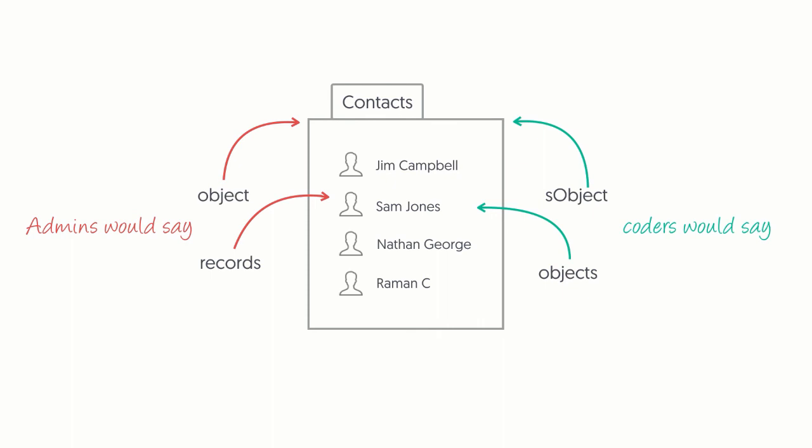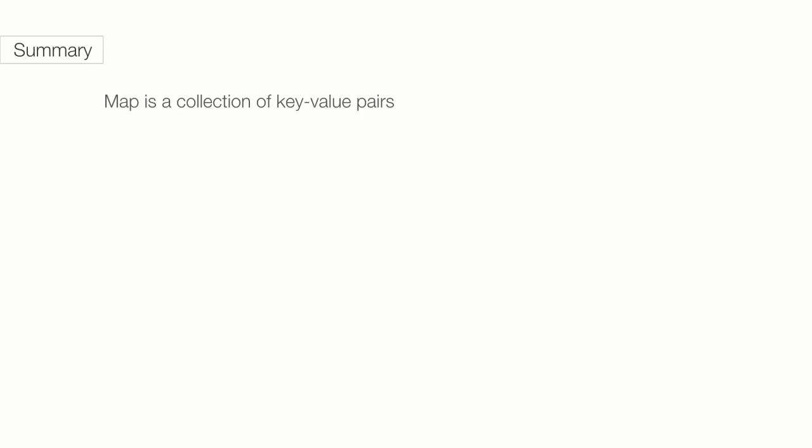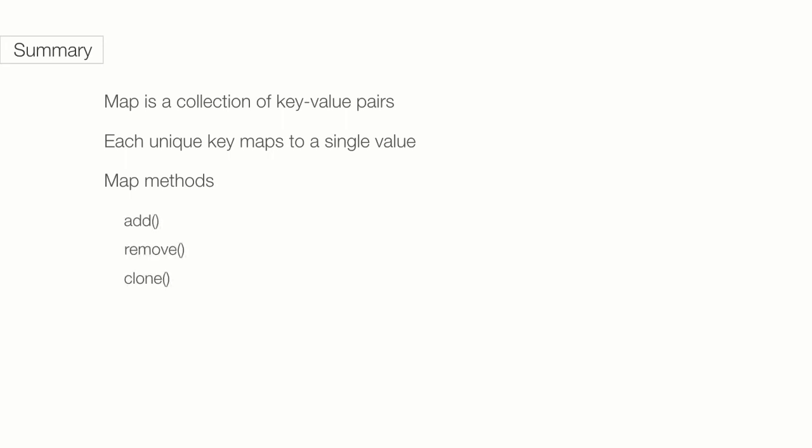Summing up, map is a collection of key value pairs, where each unique key maps to a single value. We played with a couple of map methods. We can add, remove, clone, calculate the size of the map, and do a lot more. By now, I hope you agree with me that collections can be super useful. They are helpful as temporary storage, and there are a lot more things that we can do with them that I haven't covered here. For more information, check out the cheat sheet that shows you things you can do with collections.